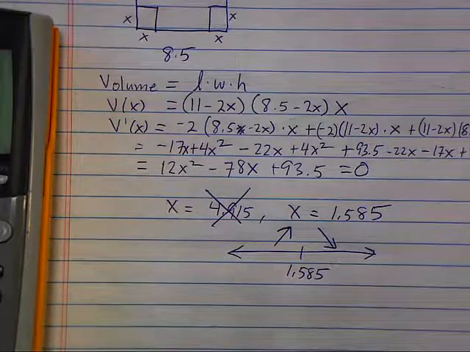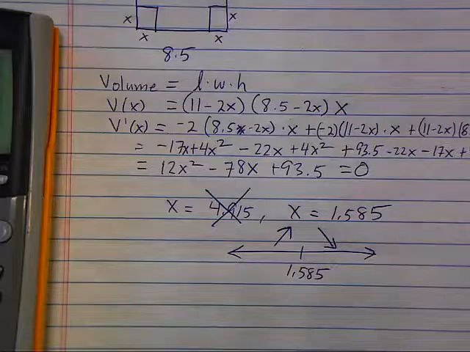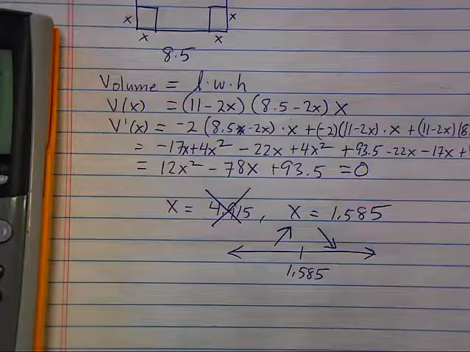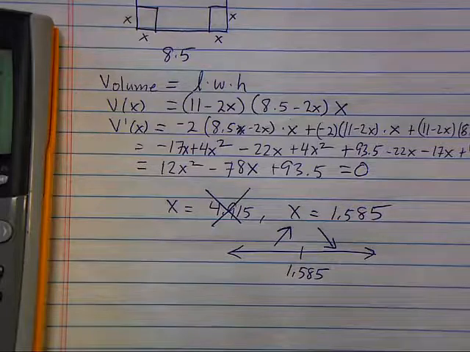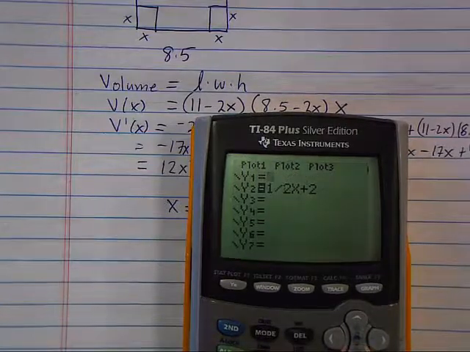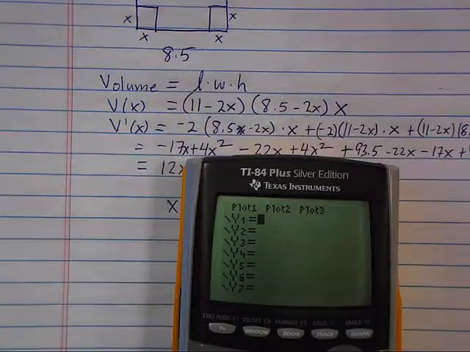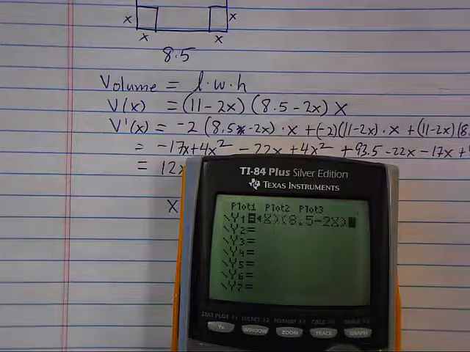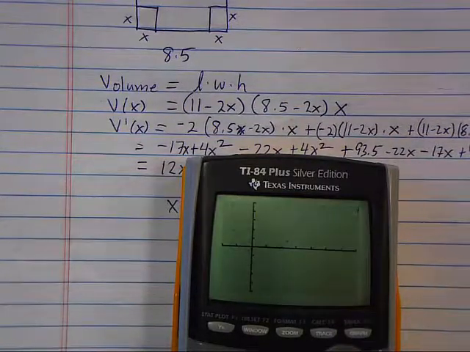Okay? All right, but now here comes the big question. The first derivative test promises me that I have a relative maximum. I didn't want a relative maximum. I wanted the absolute maximum. So how do I know if I have the absolute maximum? Use technology. Okay. 11 minus 2x times 8.5 minus 2x times x. Graph.